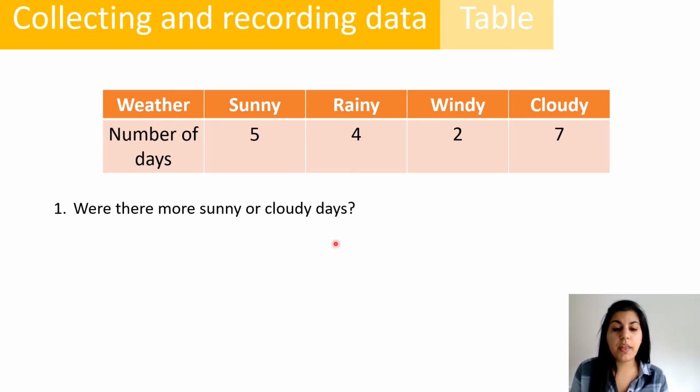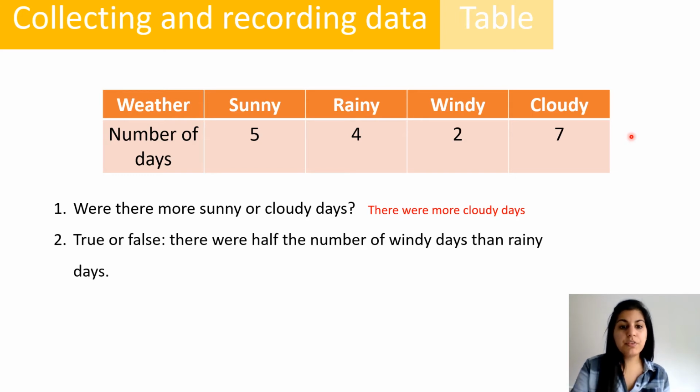Number 1 says, were there more sunny or cloudy days? I can see there were 5 sunny days and 7 cloudy days. So there must have been more cloudy days, so I can write my answer in. Number 2, true or false? There were half the number of windy days than rainy days. Let's have a look. Windy, there were 2 days. Rainy, there were 4 days. Let's read my question again. There were half the number of windy days than rainy days. Is 2 half of 4? Yes, it is. So that statement would be true.